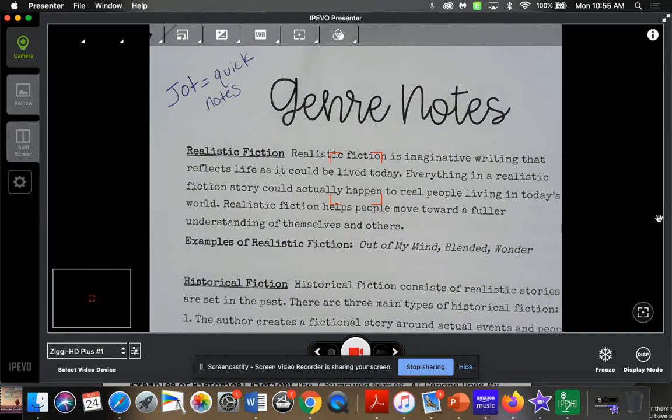Okay? You don't have to write 3 to 5 sentences when you're taking notes. Even if it's a word that reminds you of something, you can just write that word down. Does that make sense? Okay.